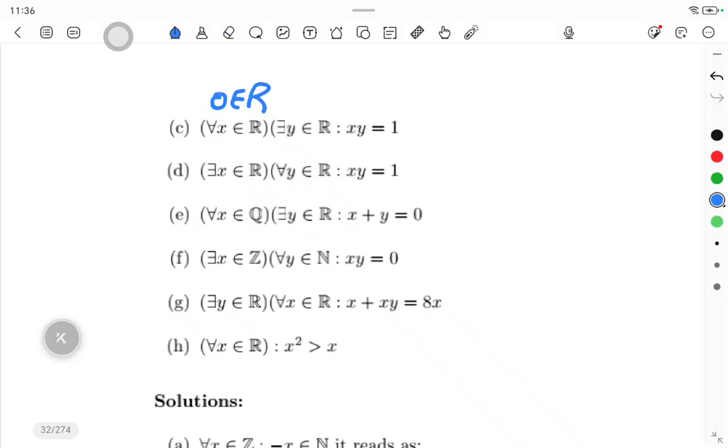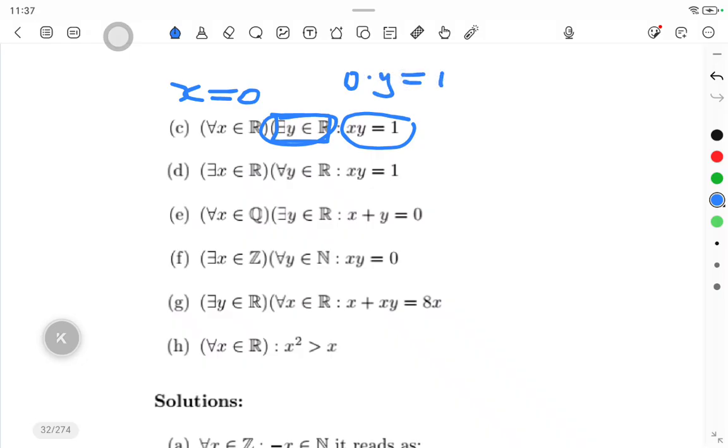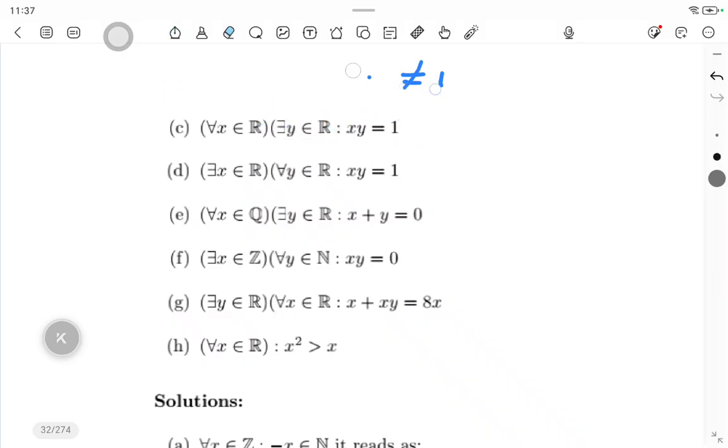Can I choose any number that when I multiply it by 0, I get a 1? Is it possible? It's not, right? There's no number that I can take from the real numbers that when I multiply it by x, I'll get a 1. This is not true. You see that? So this will be false. So automatically this statement becomes false.